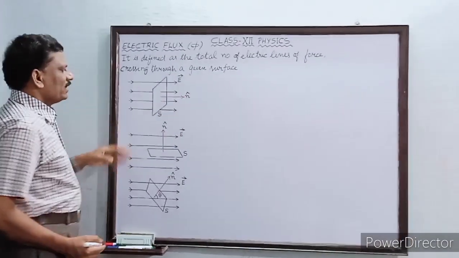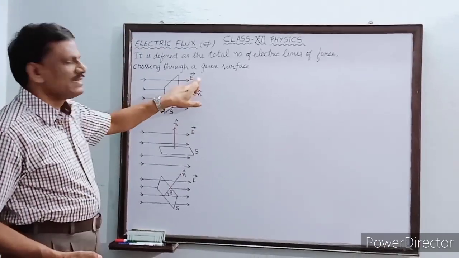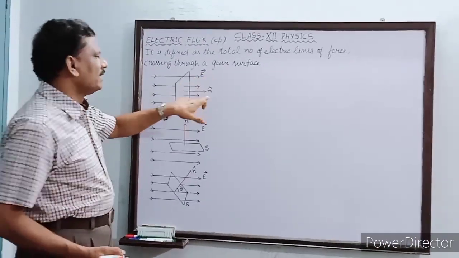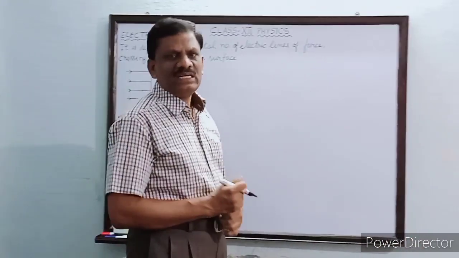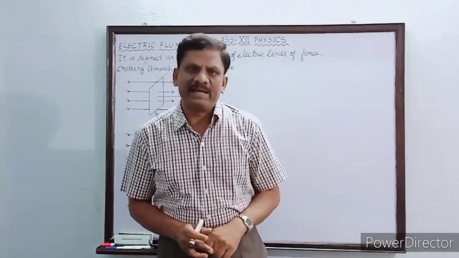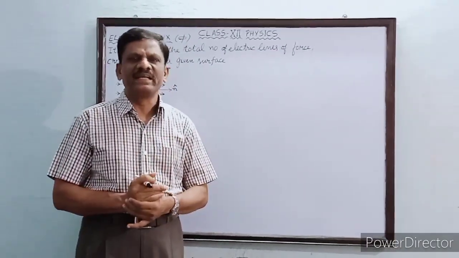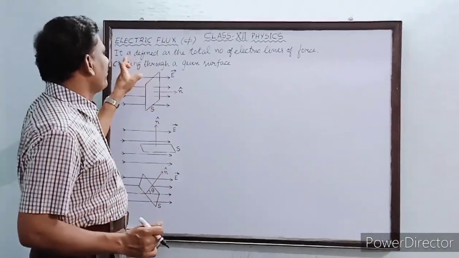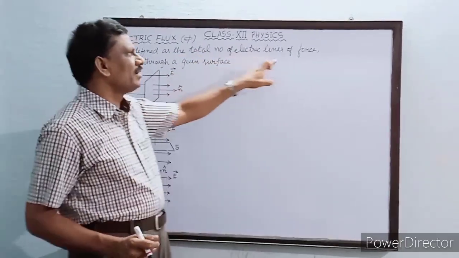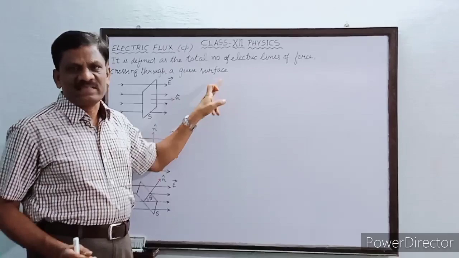Now there are two vectors involved in this picture. One is the electric field vector and the second one is the area vector. The direction of the area vector is given by the unit vector n cap. Now let us redefine what electric flux is. Electric flux is defined as the total number of electric lines of force crossing through a given surface.